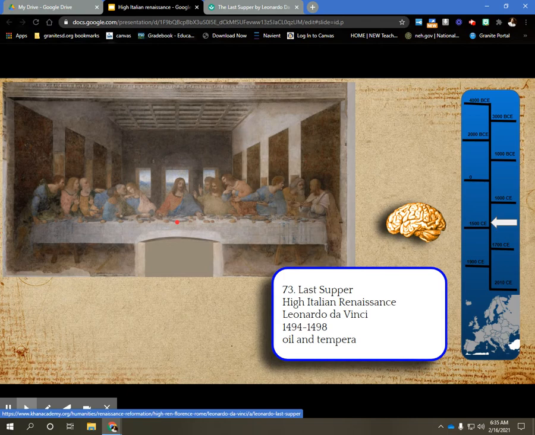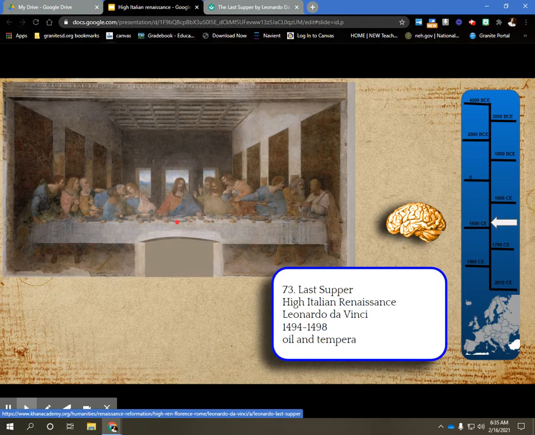And it takes him multiple years to do this. The problem is that, ever the scientist, he tries to mix these techniques. He tries to mix oils and temperas, which doesn't really work because it's literally mixing oil and water. And so it starts to flake off almost immediately. So it's been restored. And by restored, I mean repainted many, many, many times throughout the years.